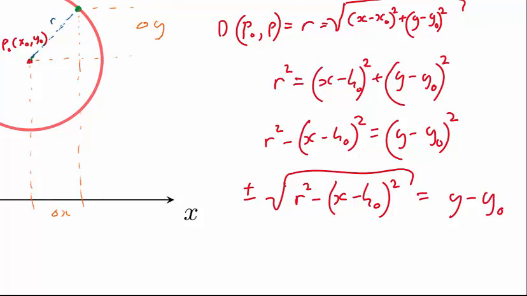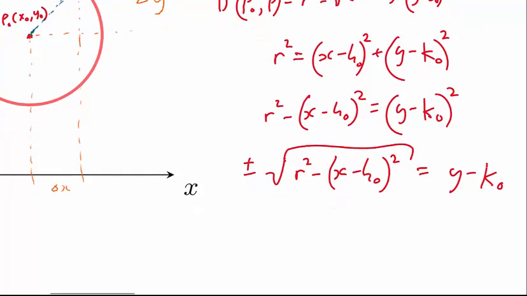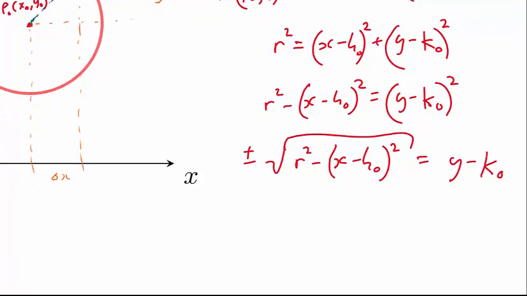I'm sorry, it looks like I mixed my nomenclature. Let's go back to the k naught. Again, it's not going to make a big difference. The meaning is exactly the same, but to keep it consistent, let's keep that as k naught. Sorry about that. Add k naught to both sides, and so we have y equals k naught plus or minus the square root of r squared minus x minus h naught squared. And this is, again, a pretty common way to write it.